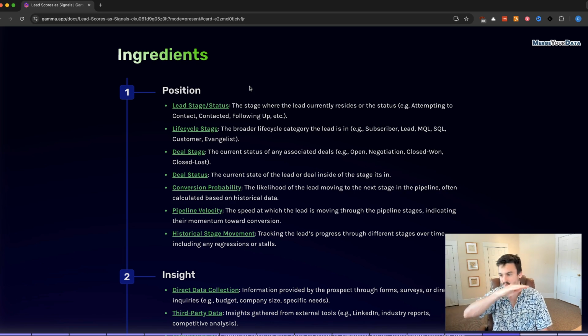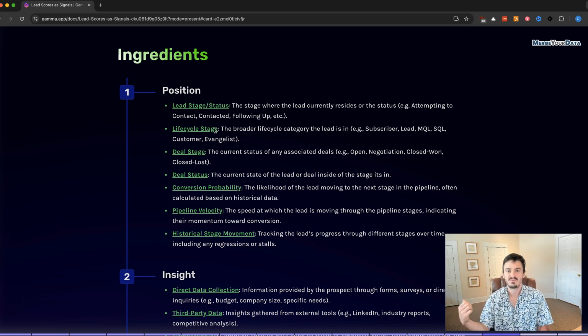It doesn't have to go one direction. It can come back to the beginning at any time. You can create another record if it's an actual lead object associated with a contact, if someone re-enters the lead stage, stuff like that. So this is the stage where the lead currently resides, or the status of it.